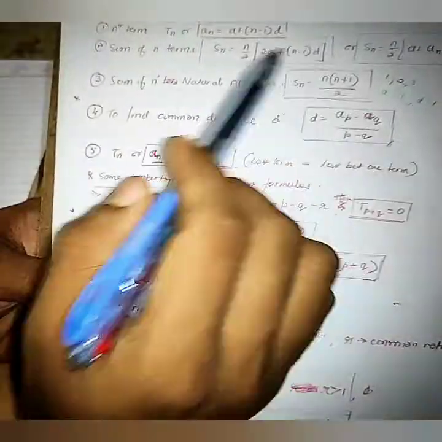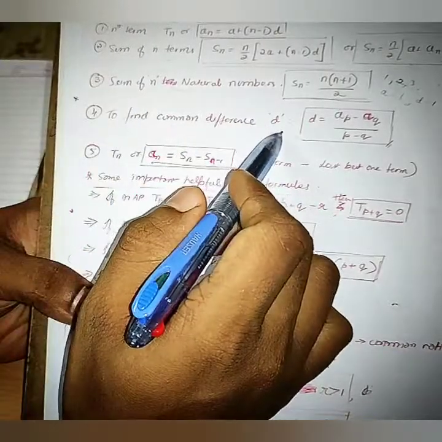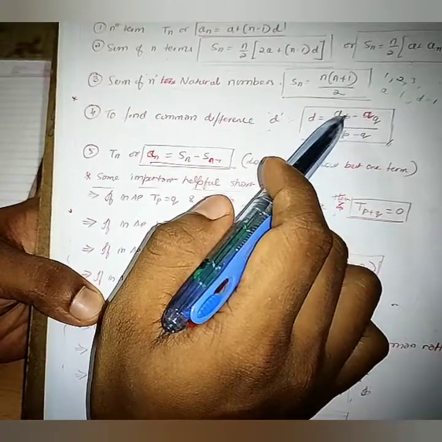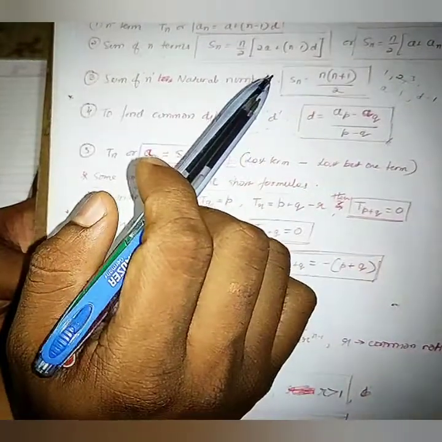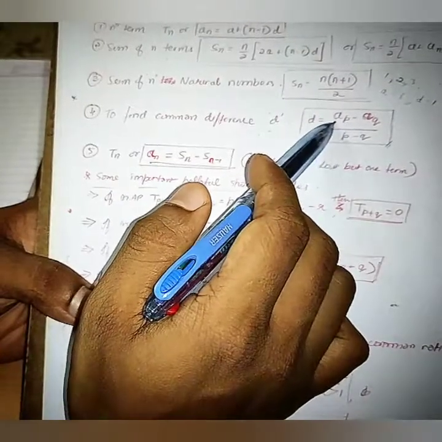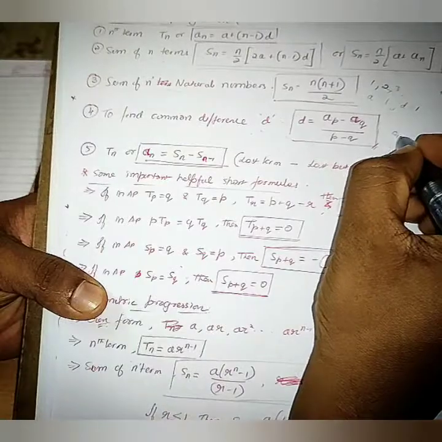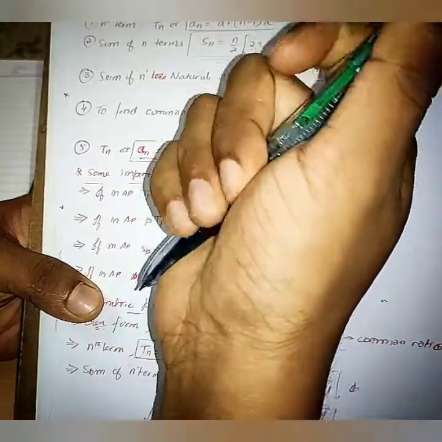So this is the sum of natural numbers. Then the common difference. The formula for common difference is ap minus aq divided by p minus q. Here ap is any random term given in an AP. One example I will write. I will change the ink.